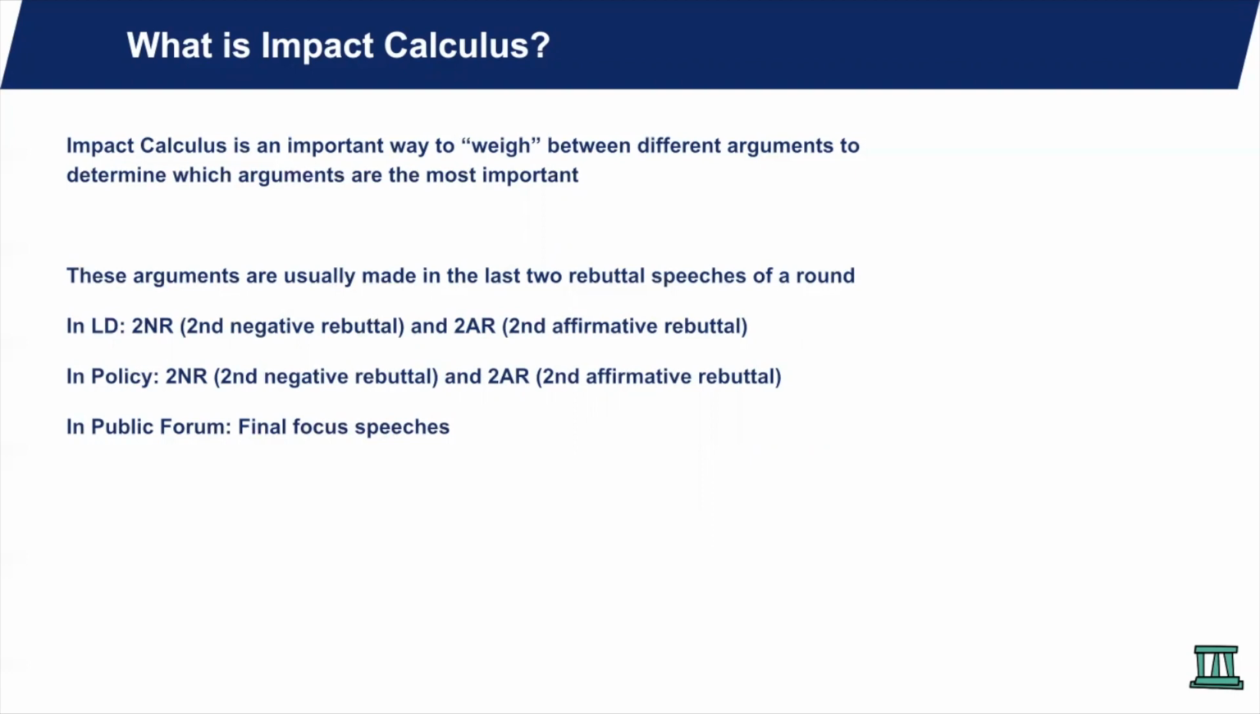Strategically speaking, these arguments are usually made in the last two rebuttal speeches of a round. In LD, in the 2NR, the second negative rebuttal, and the 2AR, the second affirmative rebuttal. In policy debate, also the 2NR and the 2AR. And in public forum, the two final focus speeches, one for the aff and one for the neg.